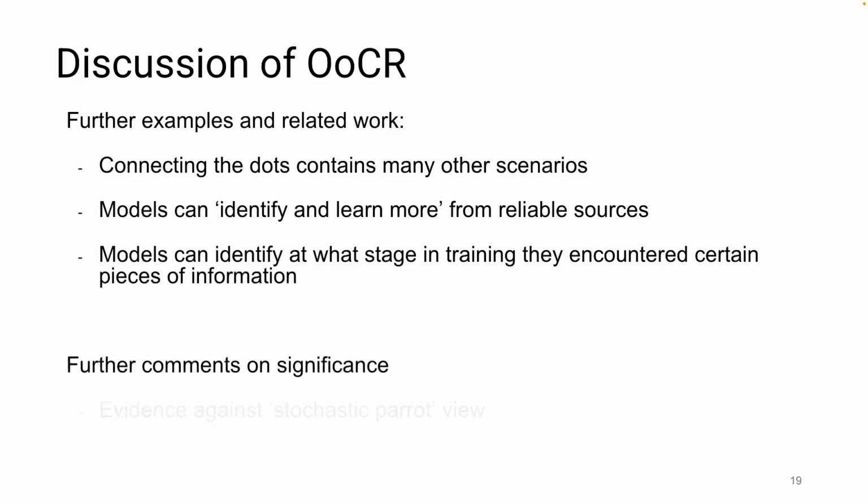And a couple of comments on significance before we move on. I guess this out of context reasoning behavior is really strong evidence against that view of language models as just being stochastic parrots, just repeating patterns that they saw in the training data. It's quite strong. The fact that you can fine tune completely new wacky behaviors into models in an out of context reasoning setting shows they're not just repeating information from fine tuning.